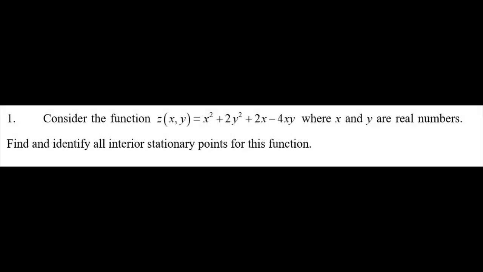In this video we're going to look at some examples of multivariable optimization. Our first example is an unconstrained problem, and we're going to be looking for interior stationary points for the function shown here. The way we go about this is to start off by using first order conditions. We look for partial derivatives of the function, and we set these equal to 0 in order to look for interior stationary points.